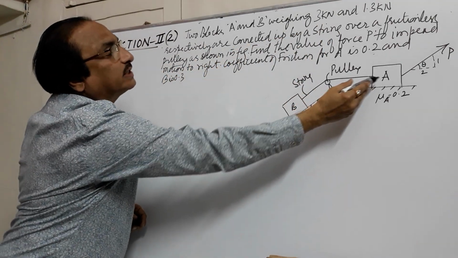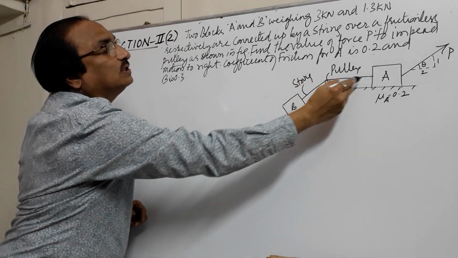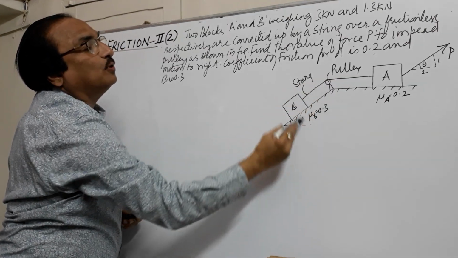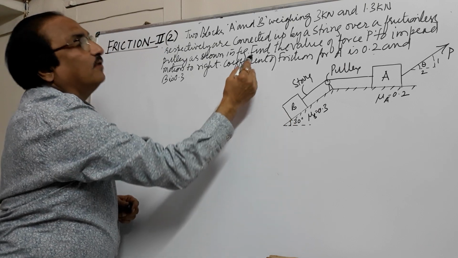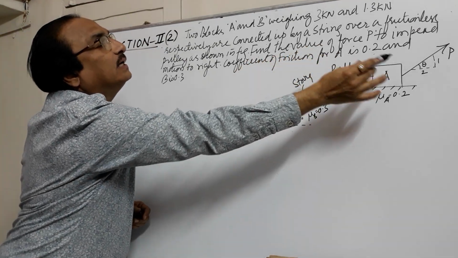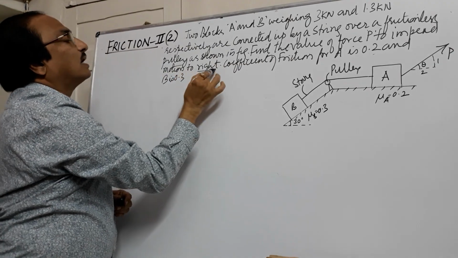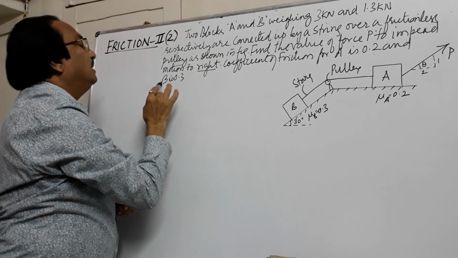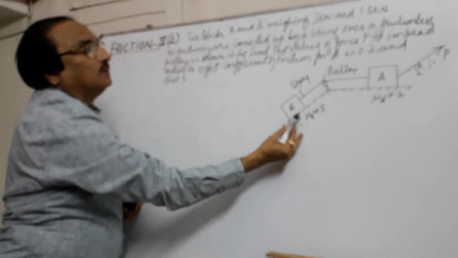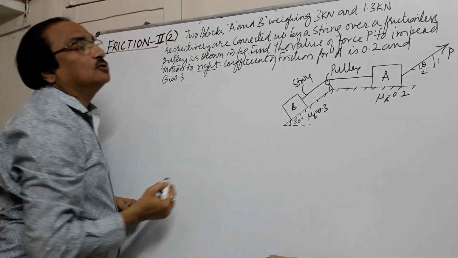So there are two blocks A and B. They are connected to each other by a string passing around a pulley. This is a horizontal surface and this is the inclined surface. Find the value of the force P to impede motion to the right. Coefficient of friction for A is 0.2 and B is 0.3. So mu B is 0.3, mu A is 0.2.